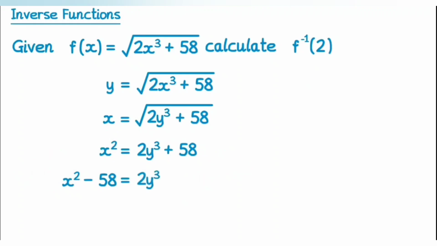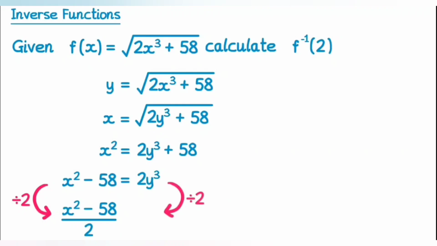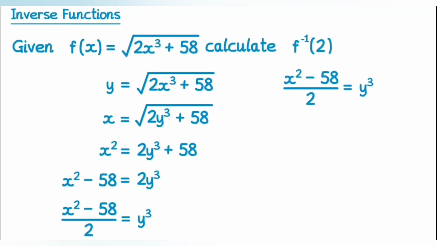Now we can divide both sides by 2. On the left-hand side, that's just x squared minus 58, divide by 2. And on the right-hand side, that will cancel the 2, leaving you with y cubed. There's one more step of rearrangement to do. So we've got y cubed on the right-hand side, so we're going to cube root both sides.